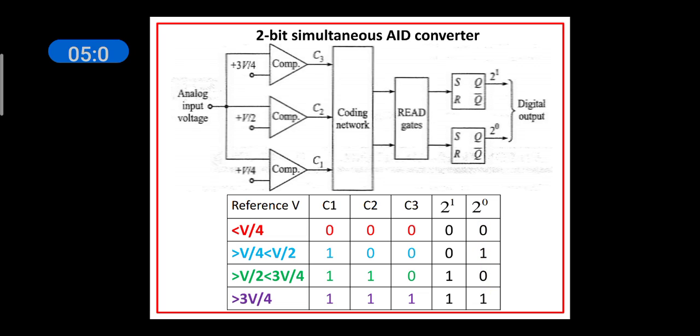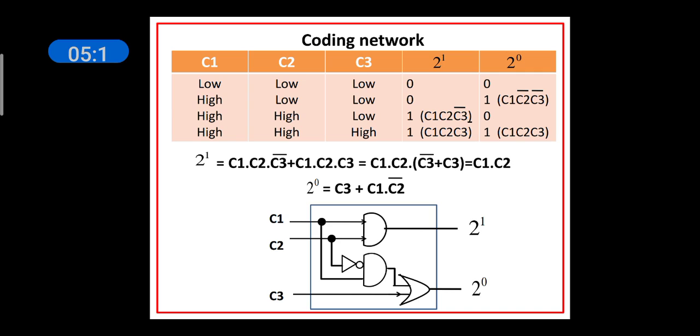We can use the sum of products method, or we can use some logical methods to write the expression for 2 power 1 and 2 power 0. In this slide, the same truth table is rewritten. Low stands for 0 state, high stands for 1 state, and the truth table for 2 power 1 is here, 2 power 0 is here.